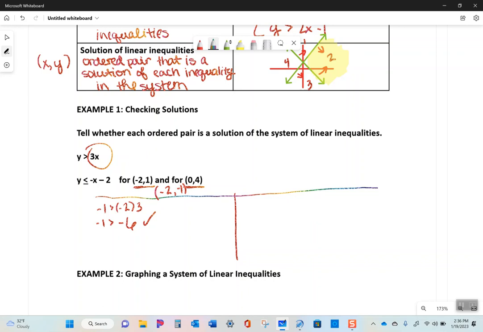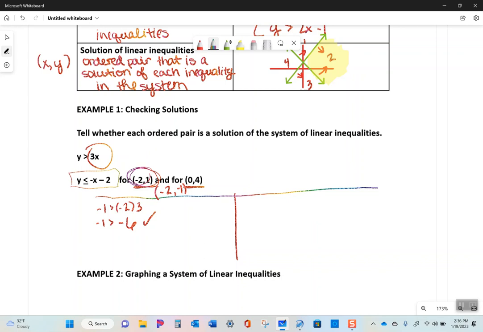We have to do the other equation. So what would that look like? Who wants to help me out? Come on, guys. Okay, hold on. So we're still working with this point here, this -2, -1. So how would we plug that into our inequality y is less than or equal to -x, -2?